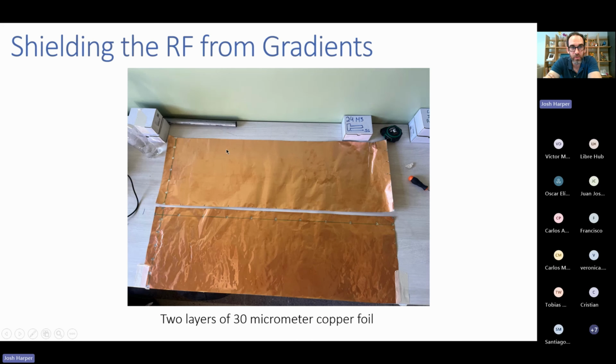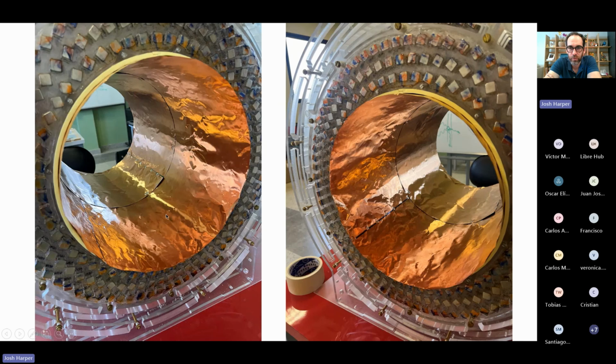Once we have the gradients in place, we cut some 30 micrometer copper foil because we need a shield between the gradients and what will eventually be the radio frequency coil. We've discovered that the gradient amplifier introduces a little noise into the gradient coils during operation. And so if we shield between the gradients and the RF coil, we can get rid of most of that noise. So we hand cut these sheets of copper foil and solder them into place. And then we have a little shield between our gradients and the space that will eventually hold our radio frequency coil.